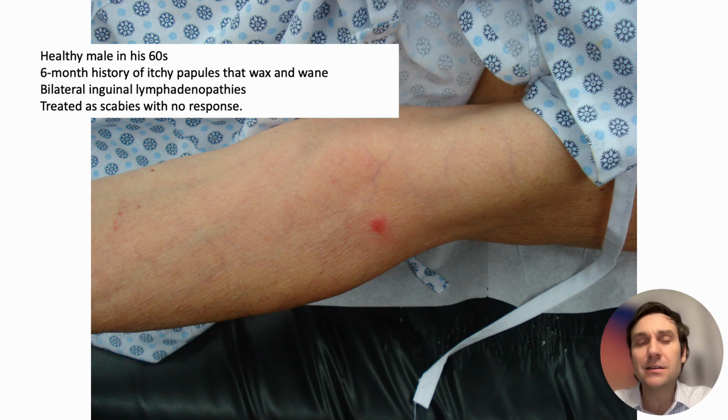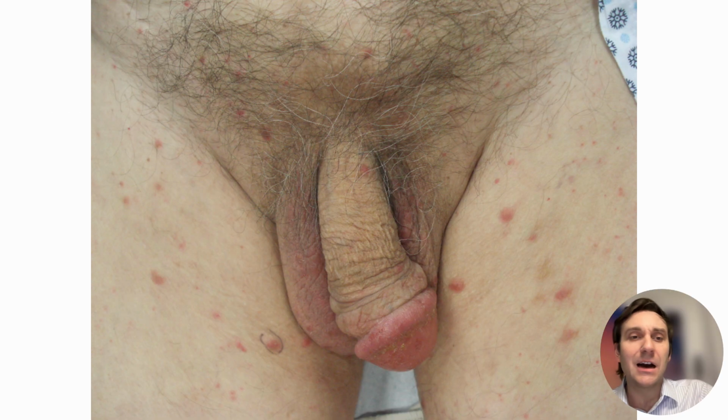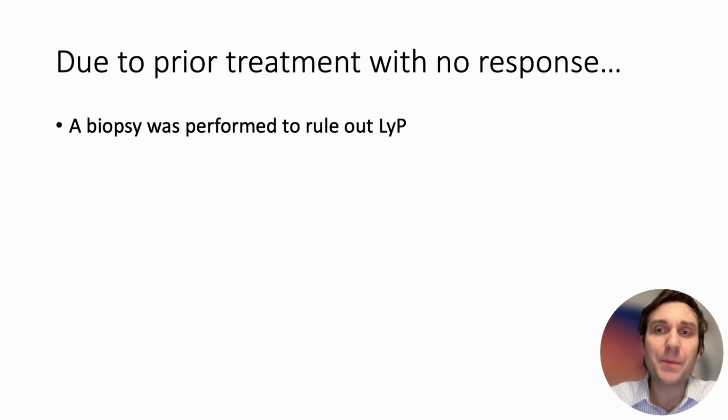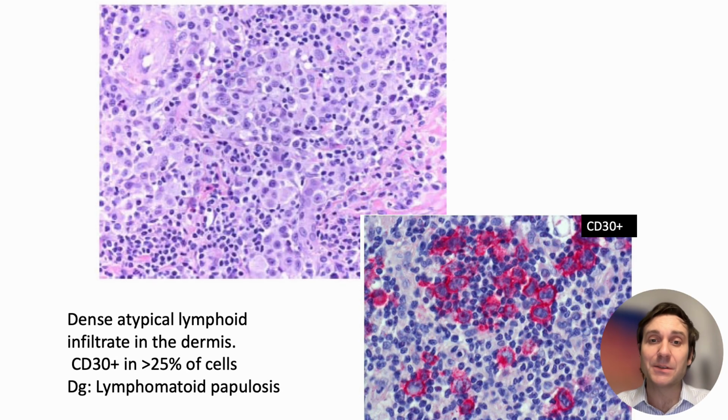I'm going to show you a case. This is a healthy male in his 60s, with a 6-month history of these itchy papular lesions. It was treated as scabies, not a correct treatment, but some sort of treatment. It was not improving. These were the lesions here. So they did a biopsy, okay? The patient came to me with a biopsy that was done to rule out LYP, lymphomatoid papulosis. And of course, the biopsy came back as lymphomatoid papulosis, right?